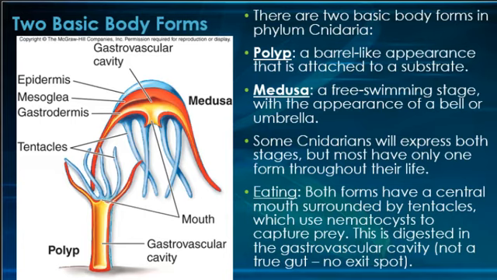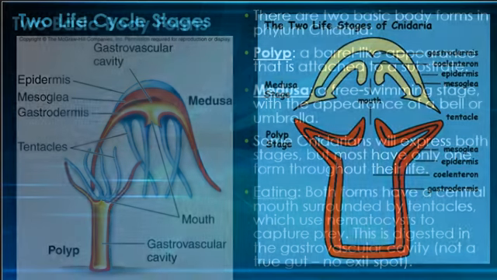Both forms have a central mouth surrounded by tentacles, and these tentacles have these cool little stinging things on them that will neutralize their prey. It'll stun them, and then they'll be able to eat them. So they'll use them like appendages to put prey into their mouths. We'll see nematocysts closer here in just a second. Prey is digested in the gastrovascular cavity, that's that barrel right there. It's not a true gut because there's no exit for it.